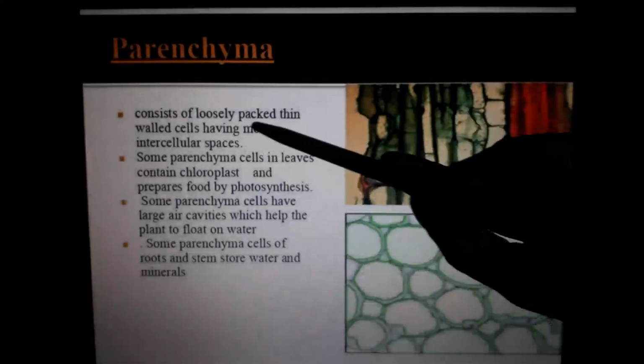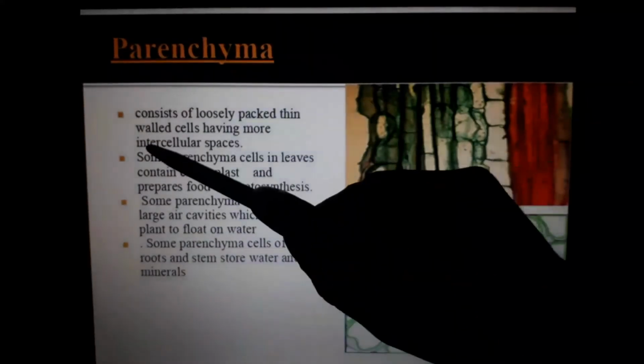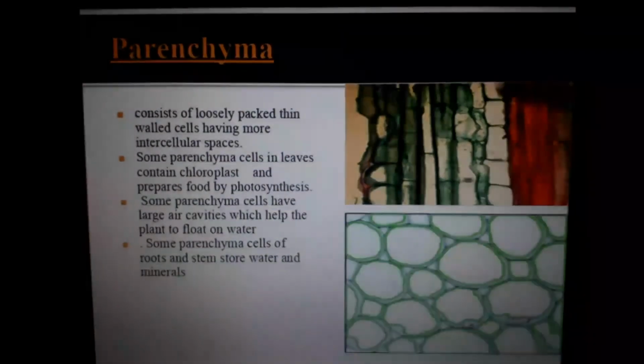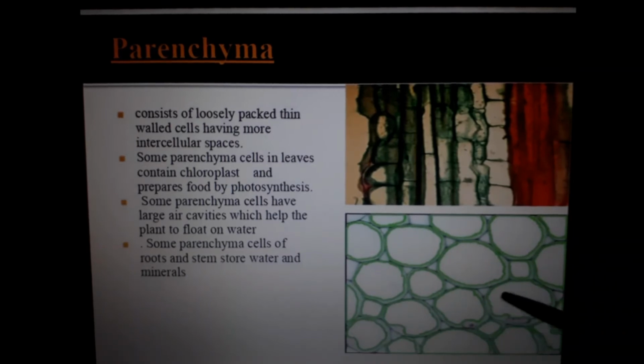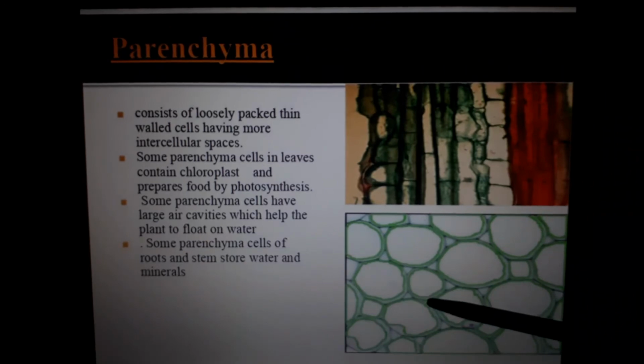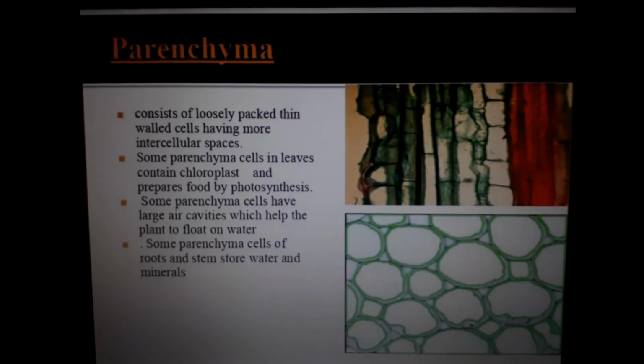It consists of loosely packed thin-walled cells having more intercellular spaces. See, some spaces are there in between cells. They are not very tight. So parenchyma cells can store food. They will have chloroplast in them. Chloroplast is the main pigment which helps in photosynthesis. That's why its color is green. Chloroplast means green in color. It's a green pigment. You will study it in detail in 10th standard.